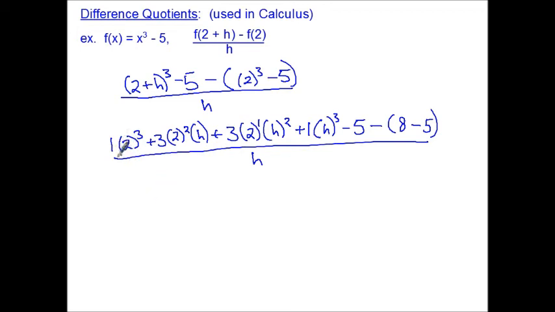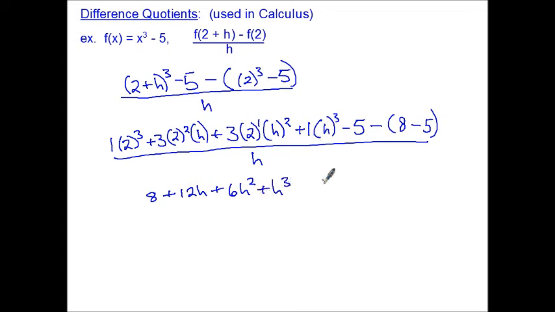Okay, 2 to the third is 8, and the 1 doesn't change anything. Okay, I've got 2 squared here, which of course is 4 times 3, gives me a 12h. And then this will be a 6 with an h squared on it. And then I've got this h to the third.